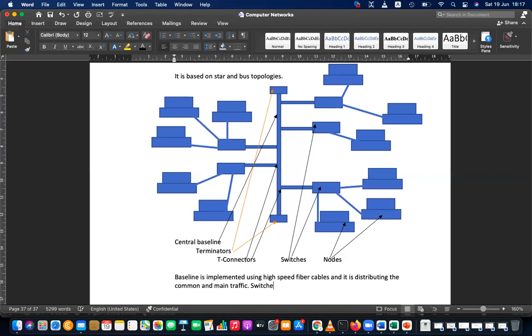Switches can be used to expand the branches, and nodes will get the service through switches. Nodes will get the service through switches. That is what is happening.